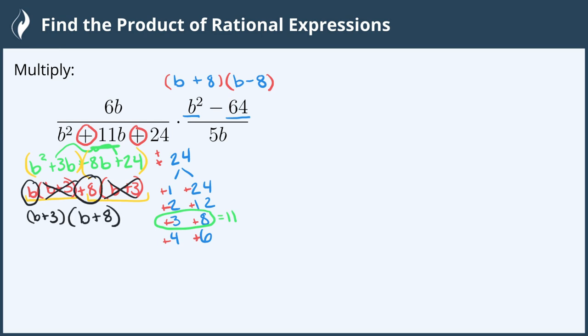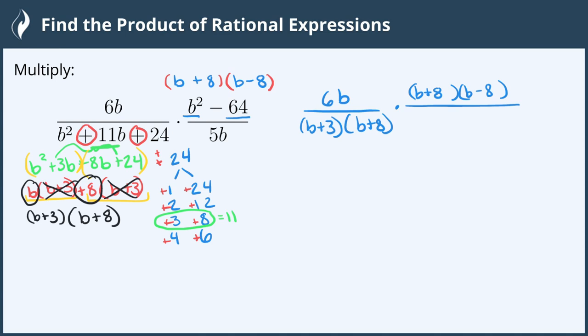Now we've factored the denominator of the first fraction and the numerator of the second fraction. Let's rewrite this so that we can see it all together. We have 6b over b plus 3 and b plus 8. This is being multiplied by our factored difference of squares, b plus 8 and b minus 8, and this is over 5b.